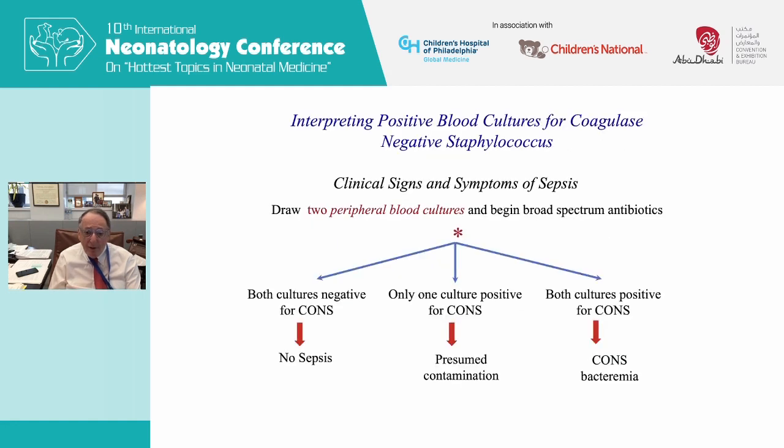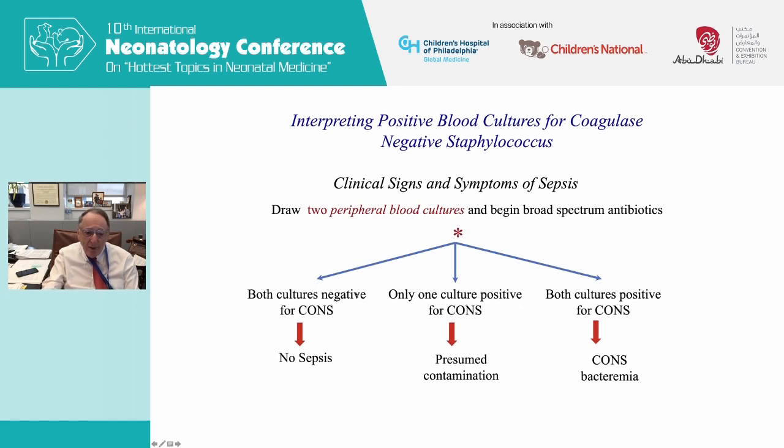So my approach to interpreting blood cultures for coagulase negative staphylococcus in a symptomatic baby, I try when it's possible, not always possible, to draw two peripheral blood cultures and then begin broad spectrum antibiotics. I'll talk about treatment in a moment. And then I look at the results of those cultures.